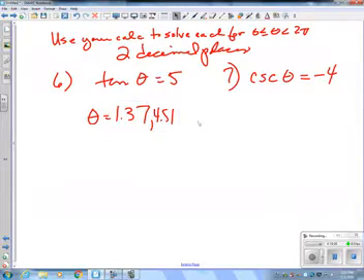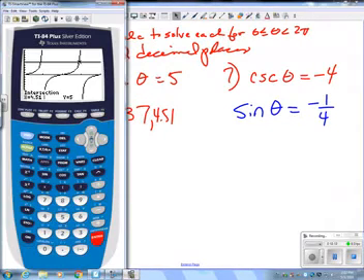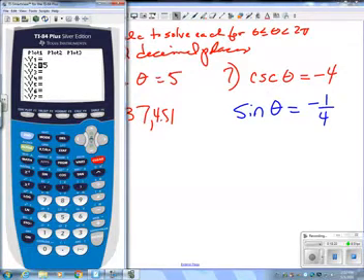But when I'm asked to do problems like cosecant, I have to change it to sine. So I say sine is equal to -1/4 because I flip it and turn it into sine. So when I do that problem, I can't type cosecant. I have to turn it to sine. And that's why I want to flip it. And it doesn't matter if I put parentheses around that because that's all I'm typing. And I hit graph since I've already got my window set up.